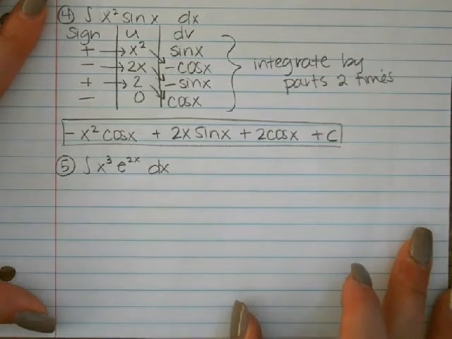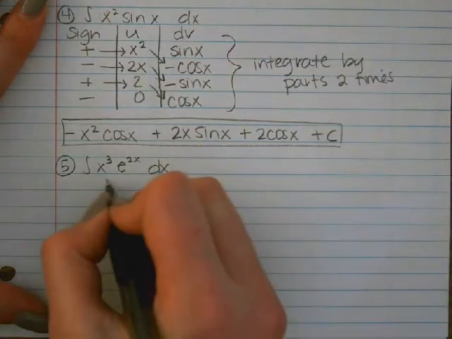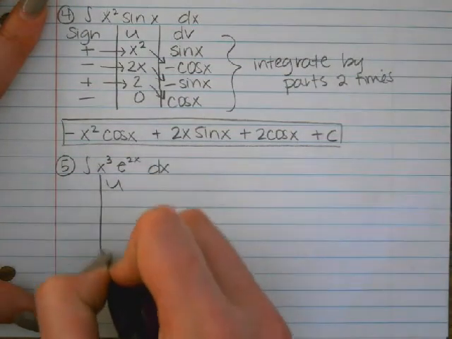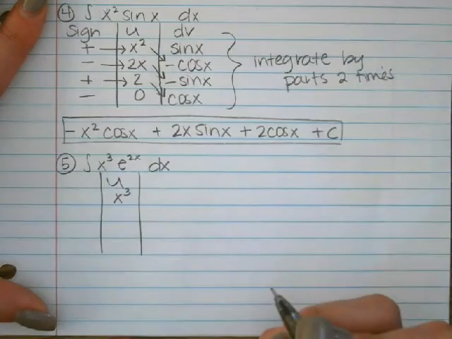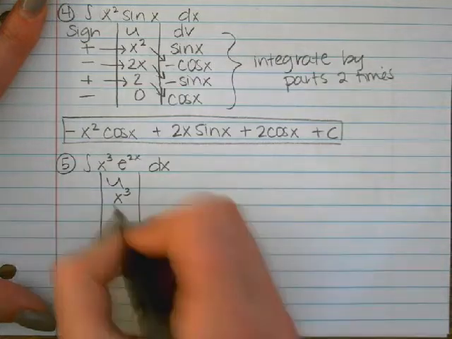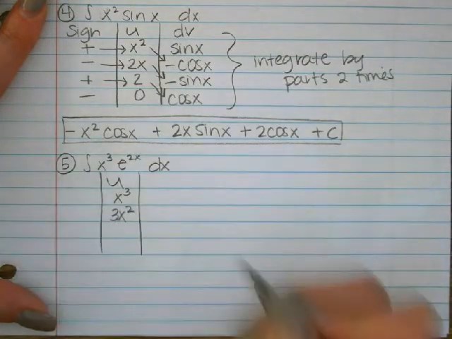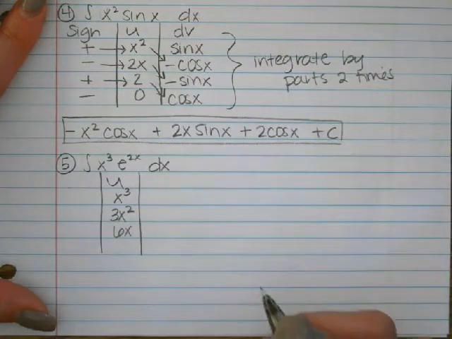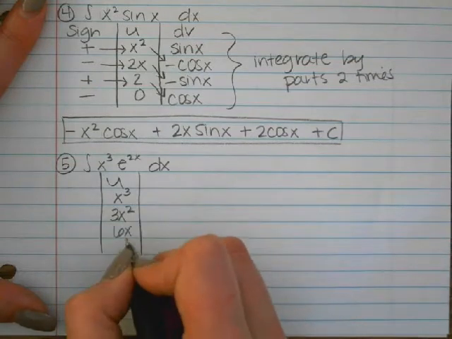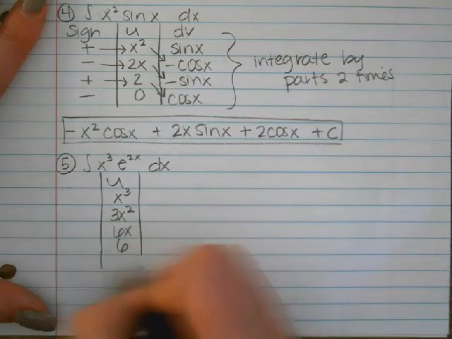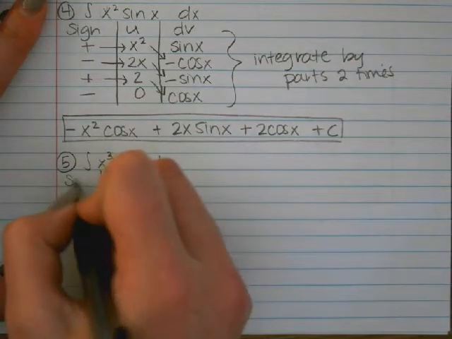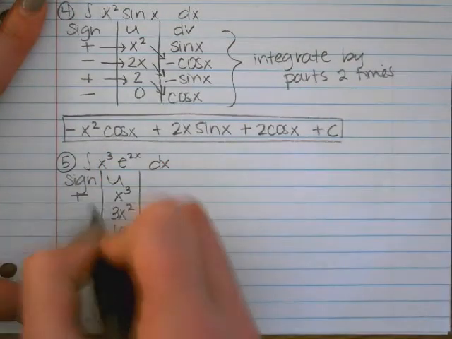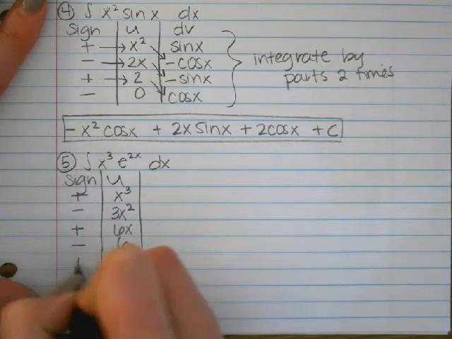Okay, so for this one, what is my u going to be? X to the third, so I've got x to the third. What's my first derivative? What's my second? What's my third? Or, sorry, that was, no, third, 6. And then what's my fourth? 0. Okay? And then we can do our signs. Plus, minus, plus, minus, plus.